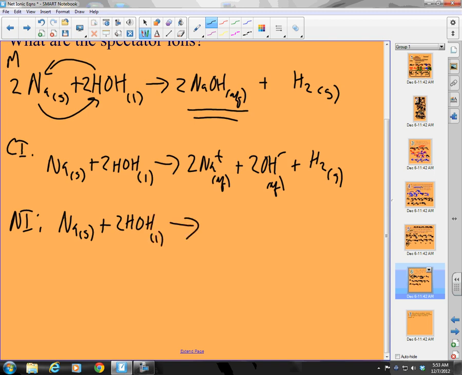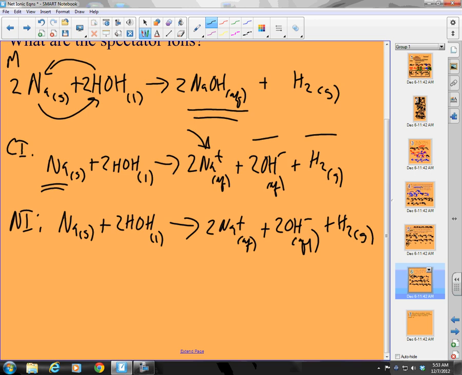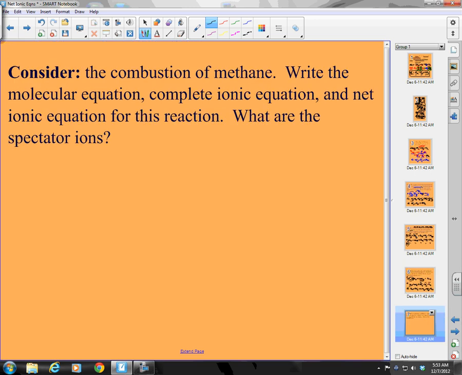Right? When I look at over here, do I have sodium exactly as sodium on the right side? No. Over here I have sodium plus. Do I have water on the right side? No, I don't have water on the right side because it's broken up into OH- and H2. So I can't eliminate anything. So that means my net ionic is exactly like my complete ionic. Okay, I'm starting to get this. All right, here's the last one. You guys give it a shot. Ooh, this one looks tough.